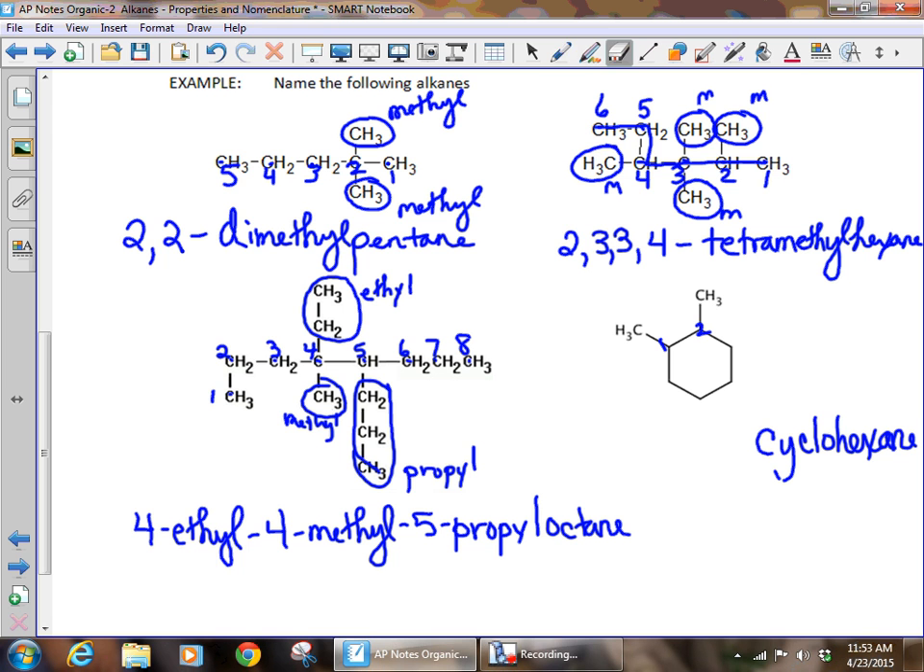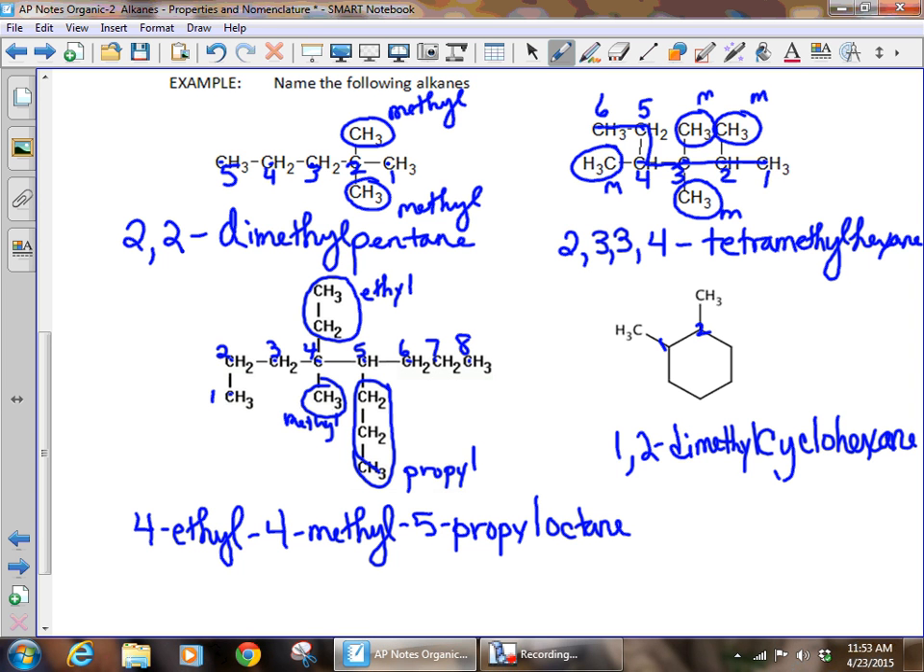I need to put it on the same line with my cyclohexane. 1,2-dimethylcyclohexane. So that's naming these compounds. Before you panic, they're not going to ask you to name these on the AP test.